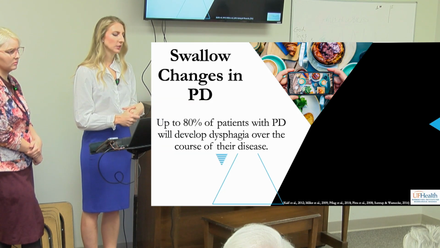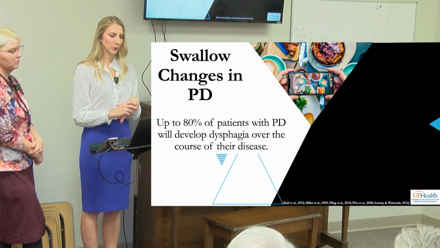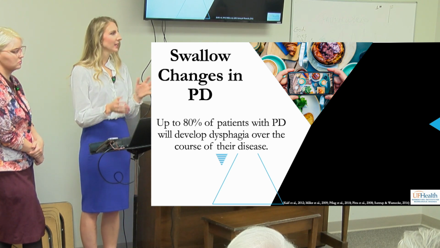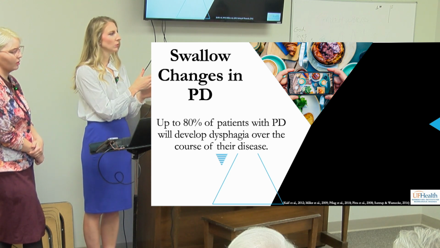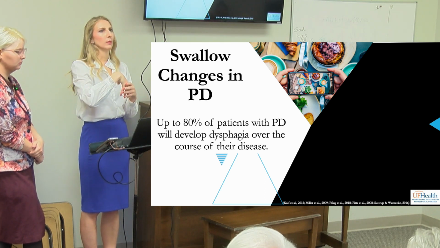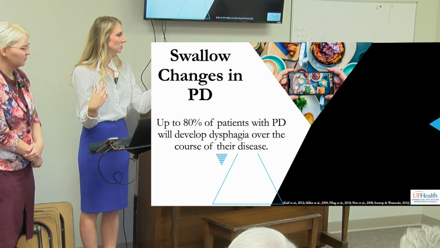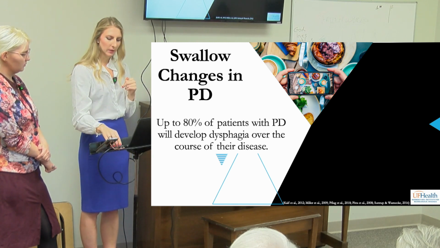So swallow changes in Parkinson's disease can impact up to 80% of those with PD. And it kind of varies in severity. So speech and swallow severity don't always track the same. So someone might have moderate dysphagia, but speech is relatively intact. So we can't just align the two.